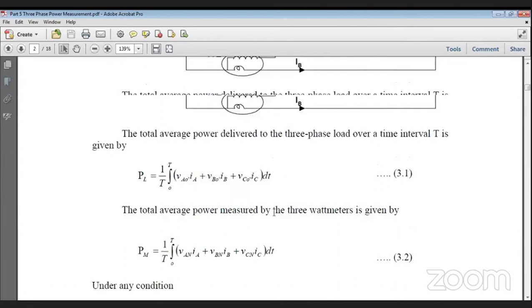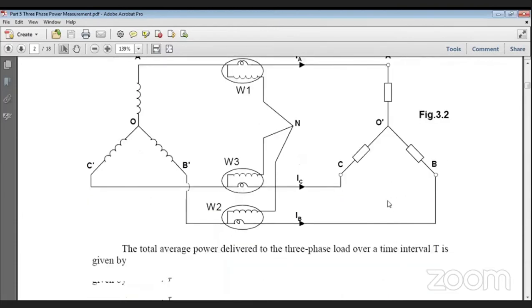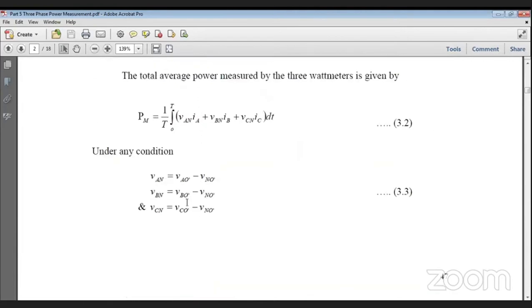This is VAN. Similarly, I can write VBN and VCN. So VBN will be VBO prime minus VNO prime. And in these three equations, there is an interesting thing to be noted. Look at these three equations. VAN, VBN, VCN: what are these three voltages? These are the wattmeter potential coil voltages on the left hand side. VAO prime, VBO prime, VCO prime: what are these three voltages? These are the phase voltages of the load.